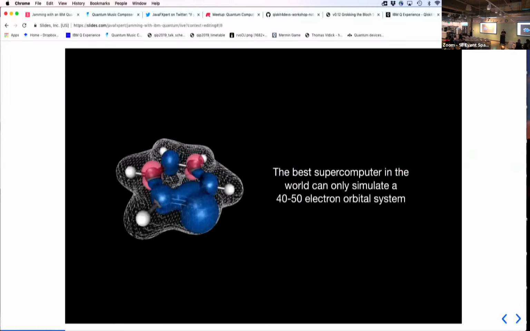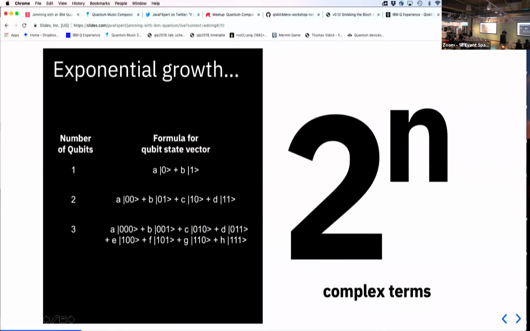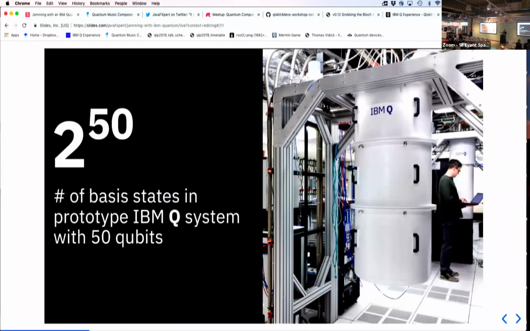Another big problem is drug discovery, or just chemistry in general, where we want to be able to model quantum particles in chemistry. But the problem is we can only accurately model about 40 or 50 quantum particles in an electron orbital system. The reason for that is if you want to model one quantum particle, it takes 2 complex numbers. If I want to model 2 quantum particles, it takes 4 complex numbers. If I want to model 3, it takes 8. It's 2 to the n. So if I want to model 50 quantum particles, it takes 2 to the 50th power of complex numbers.